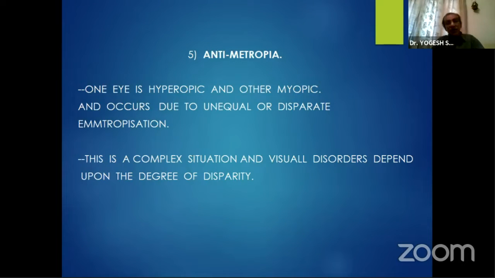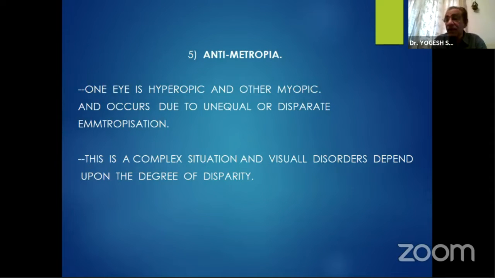Because the process of emmetropization results in the enlargement of the eyes. We all know that, from 17 to 24 millimeters. So therefore, the eye cannot shorten. That is one of the biggest things, what is happening in cases where the myopia is developing. This is a complex situation, and the visual disorder depends upon the degree of disparity, because there could be an amblyopia in the eye where there is hypermetropia.